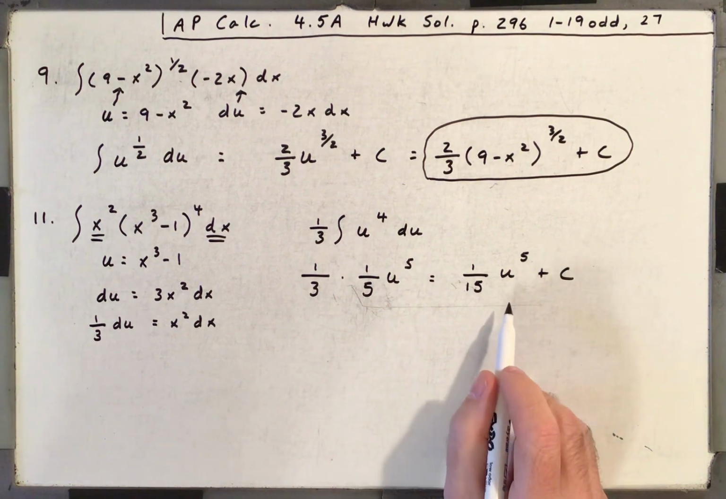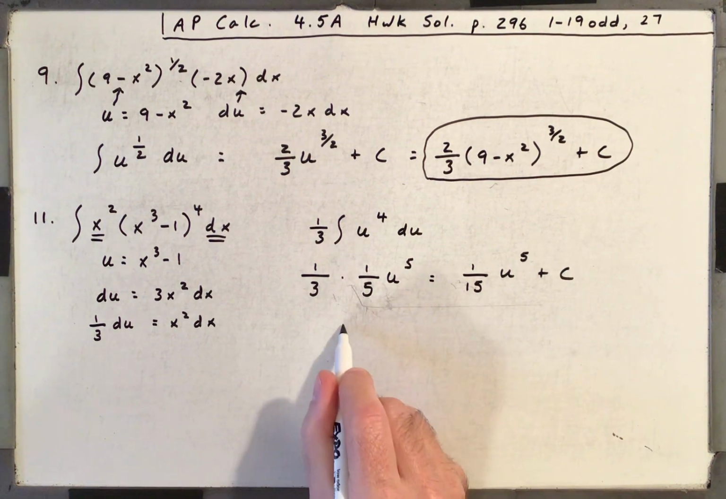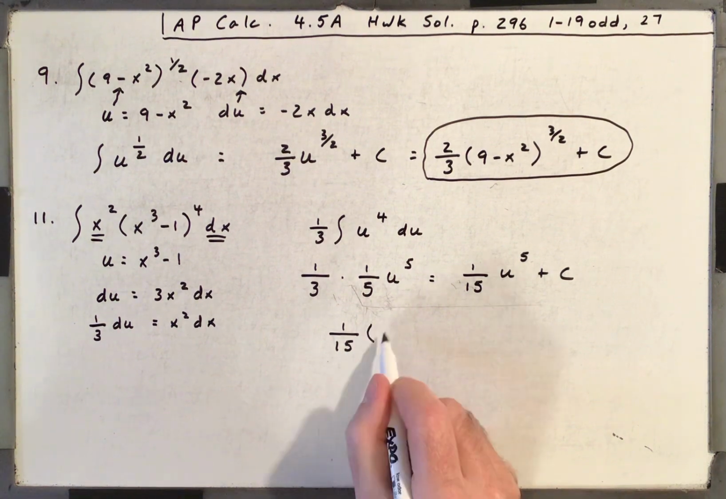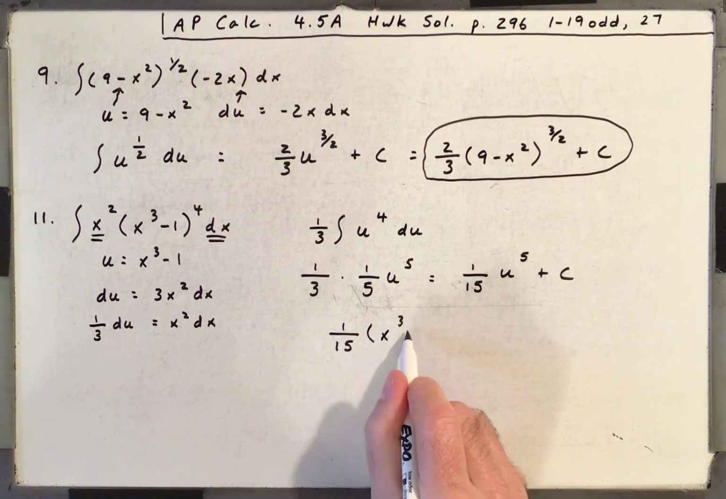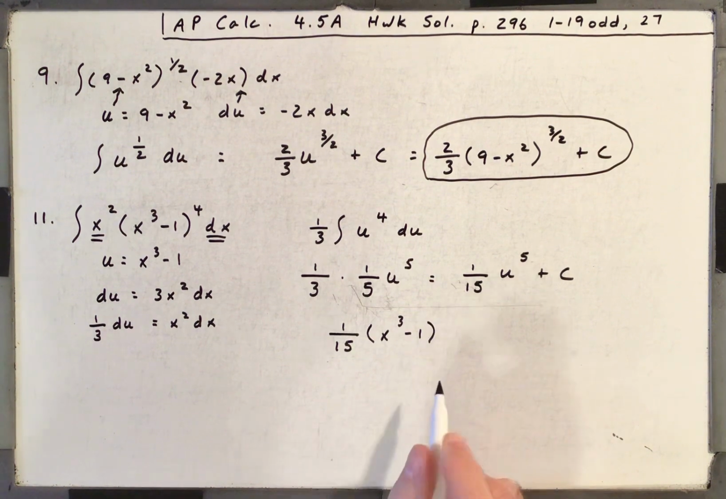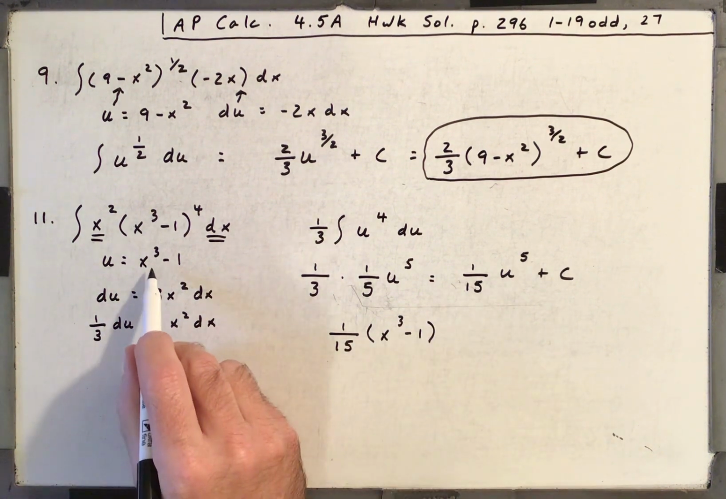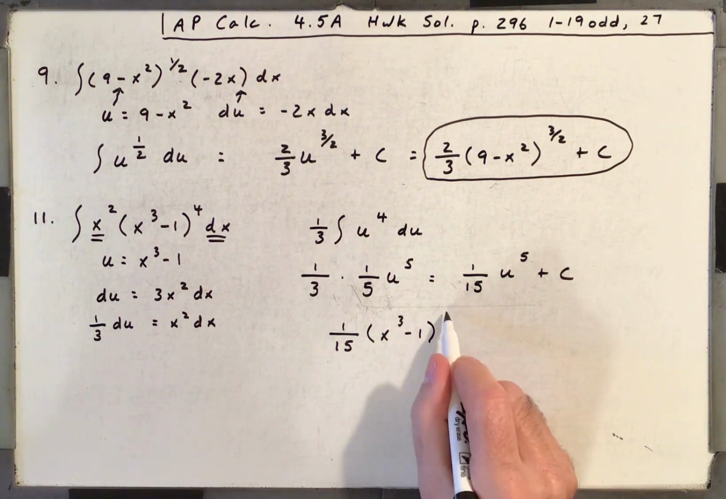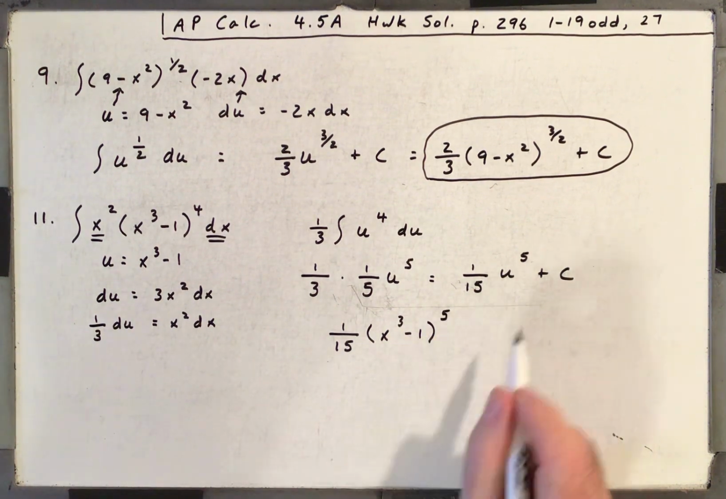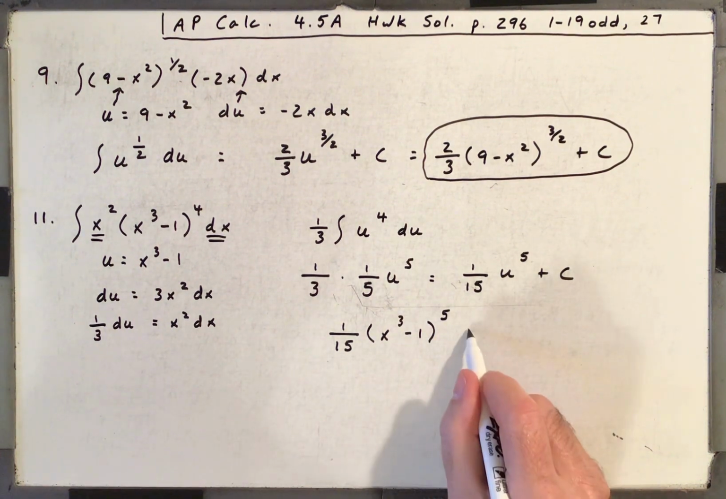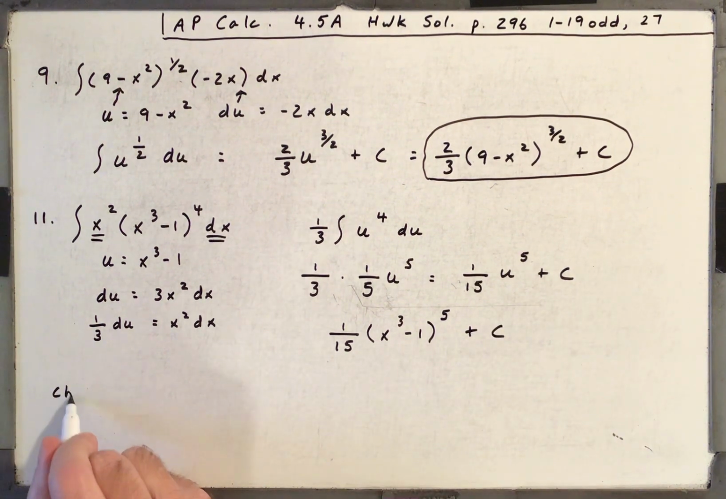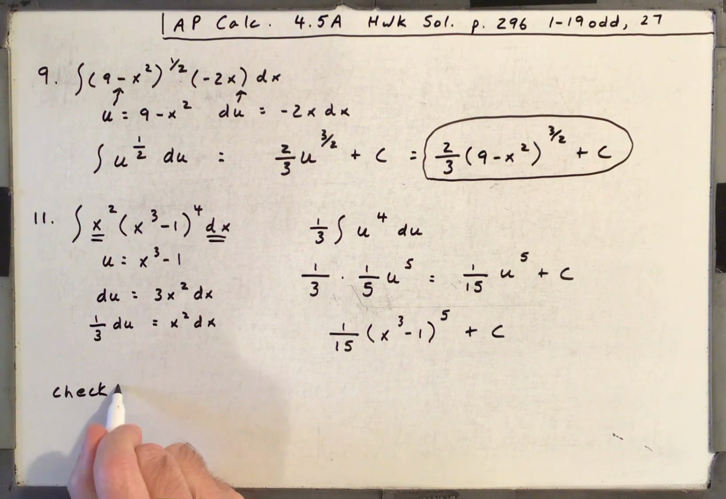Now don't circle that. You can't leave it in terms of u. That's going to be 1/15. U is x cubed minus 1, so we're putting u back. We're taking u out. We're unsubstituting. Reversing the substitution. Plus c. Now I'm going to go ahead and check this by writing it out.